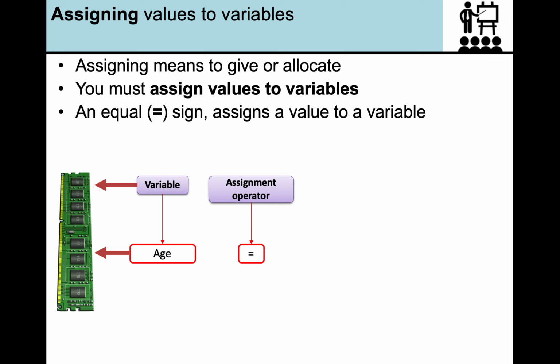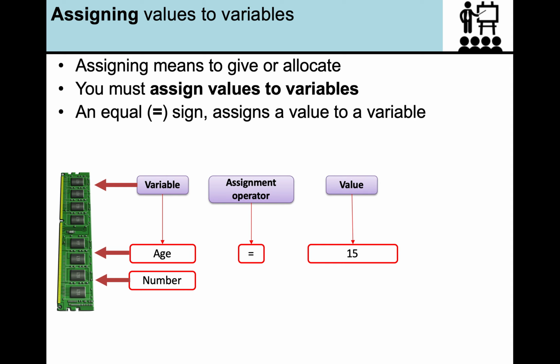So I'm going to be able to assign an age to my variable age, which is going to be a number. And the value, so 15, is assigned to the variable age. So inside the variable age now, if I took a look inside, I'd see the number 15. So let's look at another example.